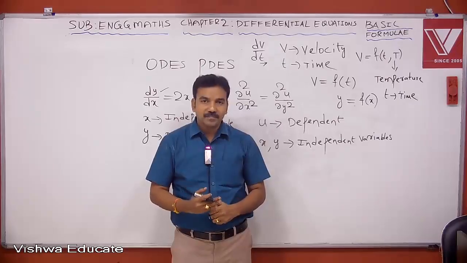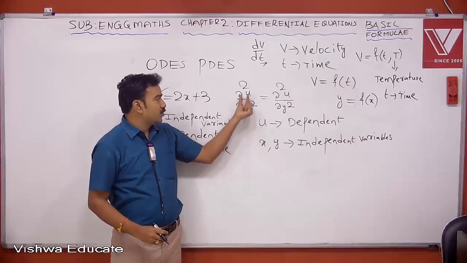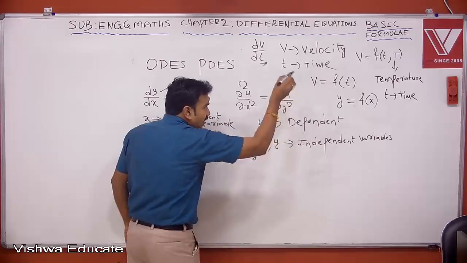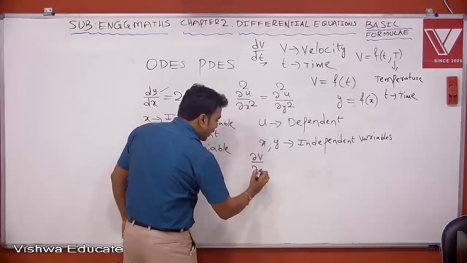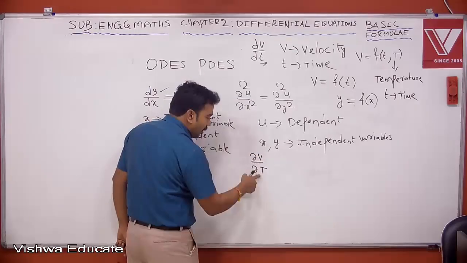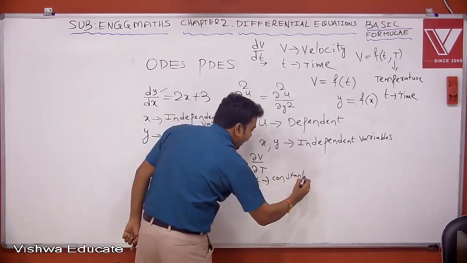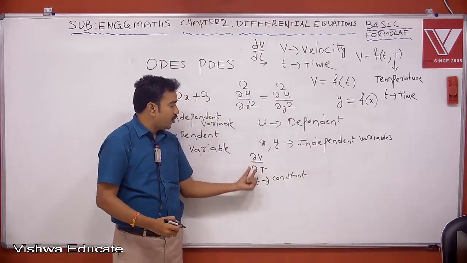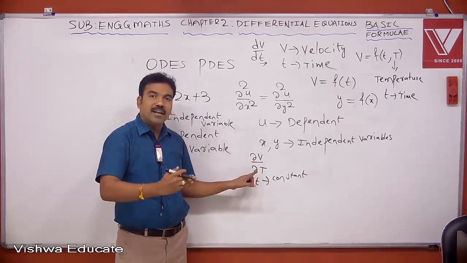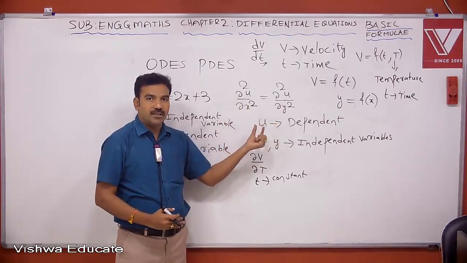Therefore, when you are dealing with partial differential equations, partial derivatives are used. When you are finding dou u by dou x, y is constant. In that example, you can easily find dou v by dou T, the change in velocity with respect to temperature. That means the temperature is the variable, and in that context time is a constant. So keep the time constant and find the change in velocity of an object by changing the temperature. When you are finding dou v by dou T, the remaining parameters are constants. So that is the basic difference between ordinary differential equations and partial differential equations.